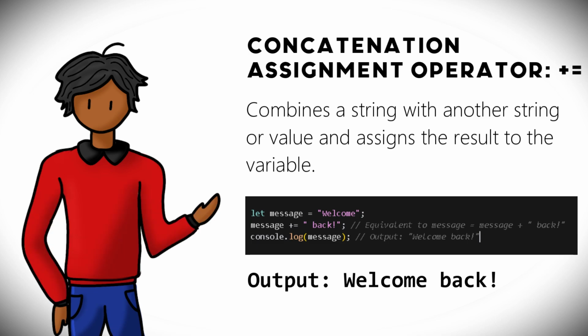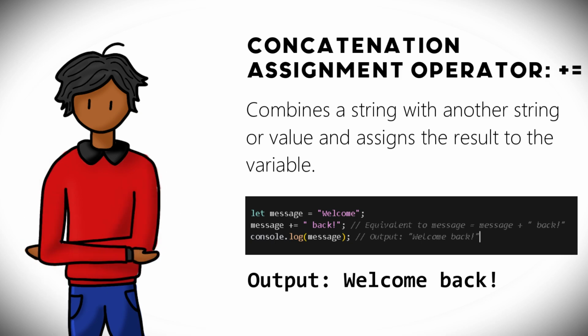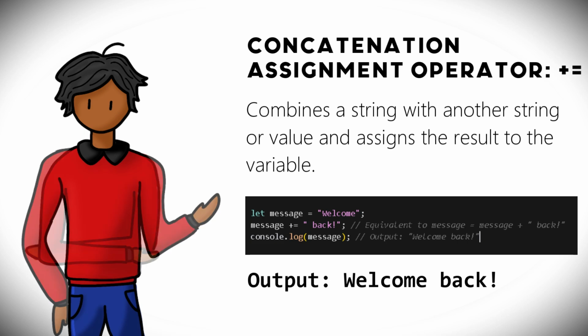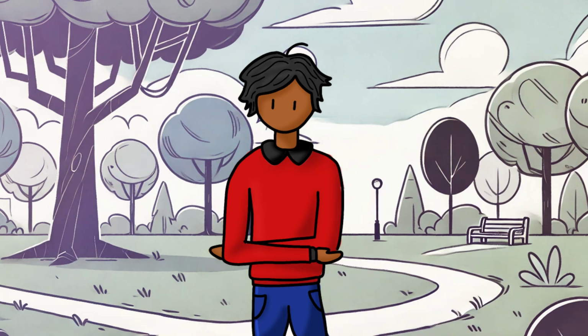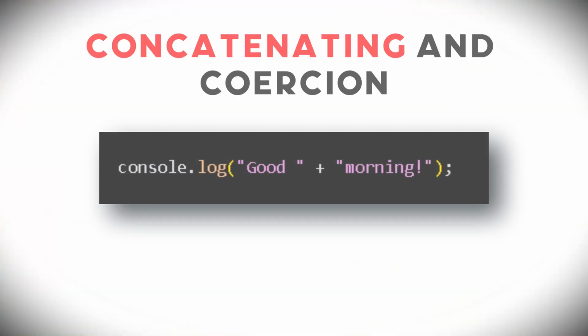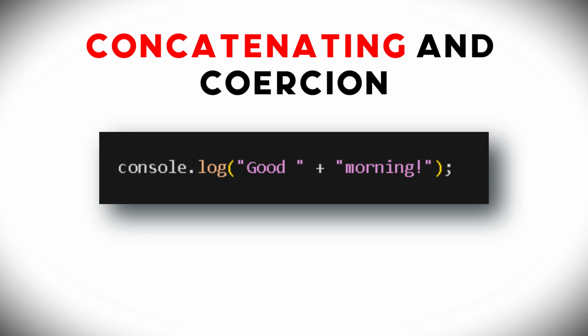For example, the message equal to welcome, message plus equal to back. So instead of saying message equals to message plus back, you just have to do message plus equal to back. And outputting this message returns welcome back. The thing you just learned right now, joining two strings together, is called concatenation. Concatenation joins strings together. For example, here console.log good plus morning will output good morning.